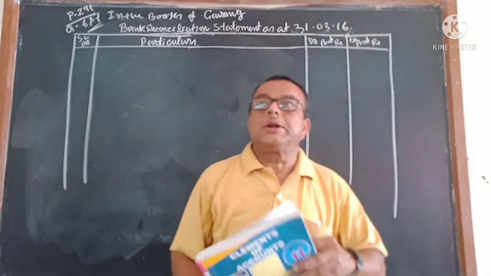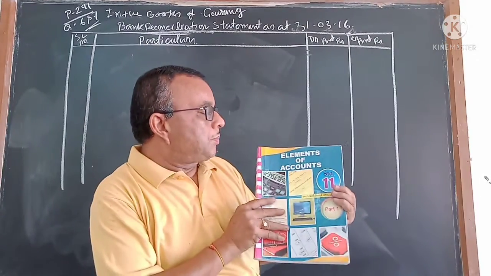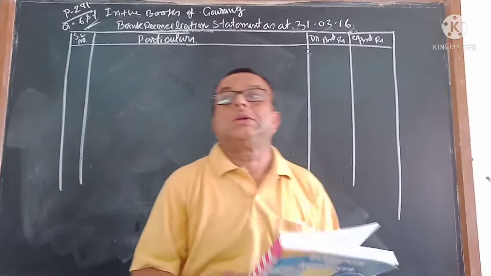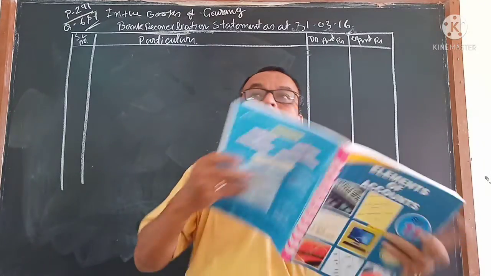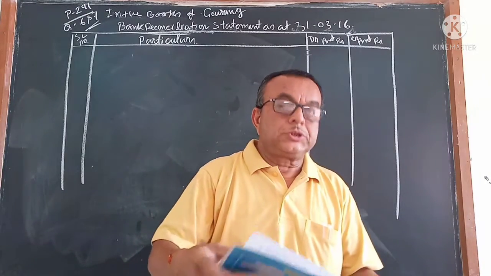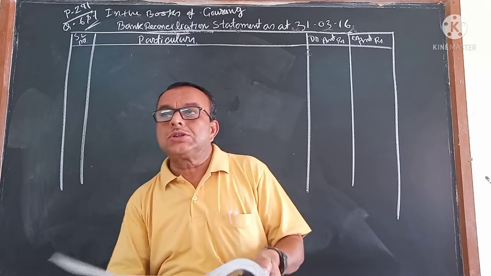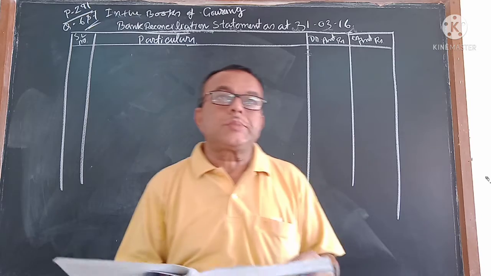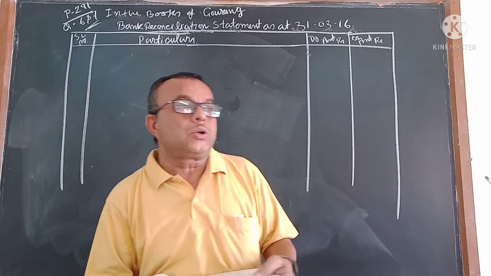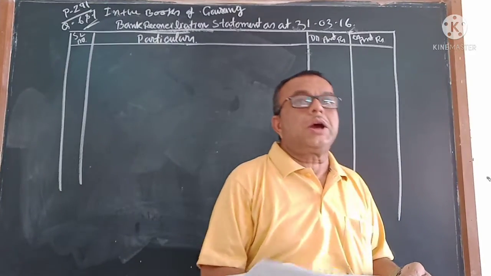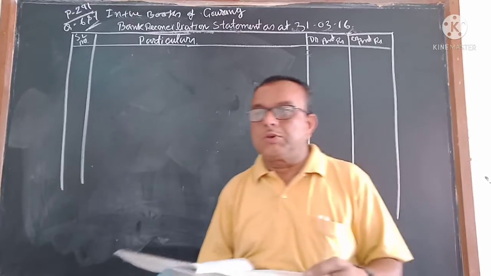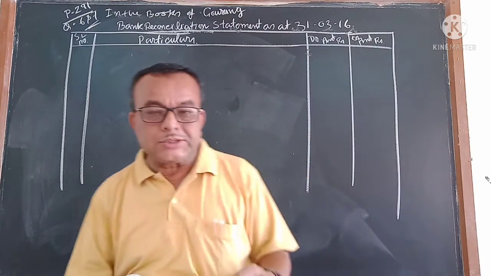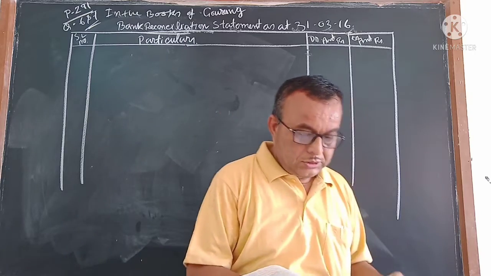Let us start our next video on the basis of elements of accounts standard 11 part 1. The last chapter, bank reconciliation statement, is going on. In the last video I taught you the theoretical part as well as some practical parts from illustrations. Maybe one or two exercise sums also I have done.